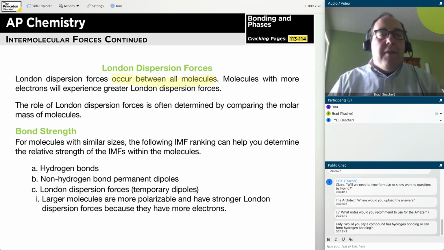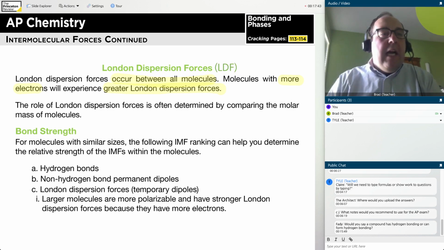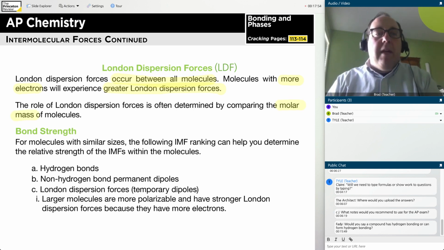The rule about them is that more electrons are going to lead to greater London dispersion forces. Should also note here, for abbreviation's sake, for London dispersion forces, I'll just be referring to those as LDF if I need to write it out anymore. And in addition to the electrons, they link this role of London dispersion forces to the molar mass of molecules, and that's really important. And we're going to see that come up in an exercise here in a second.